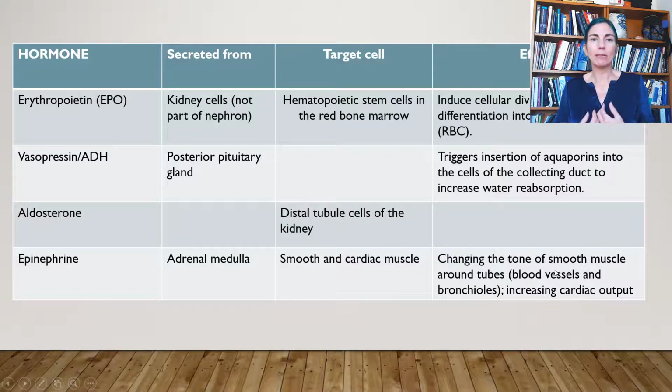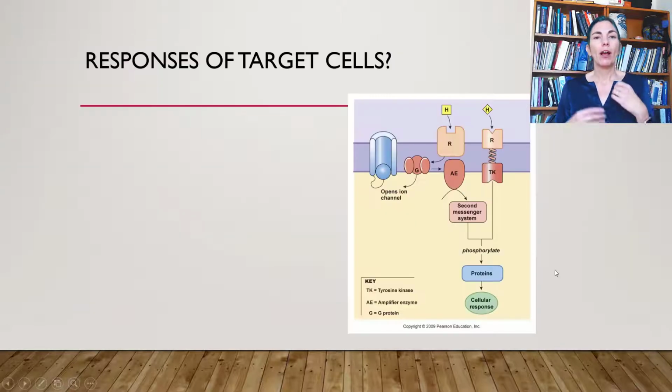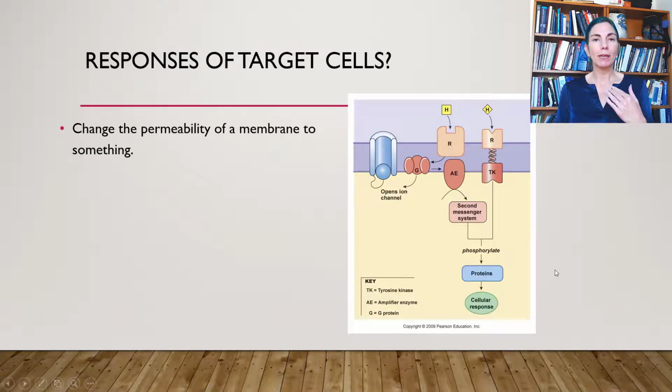Now, I believe this is my own list. I don't think I got it from anywhere, so you probably won't find it in a textbook. But when I look at all the hormones and all the different effects they have, I kind of group them into these themes. One of the ones that I feel is most obvious, given the hormones that we've already seen, is to change the permeability of a membrane to something.